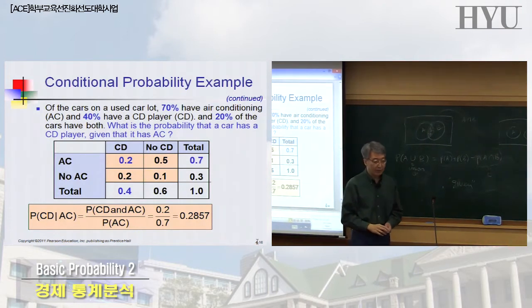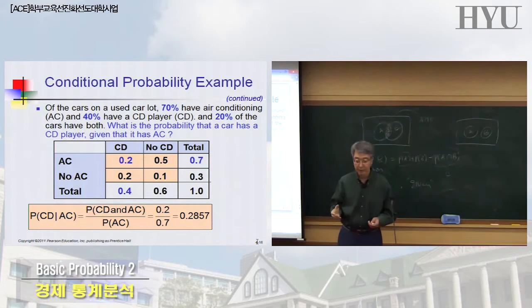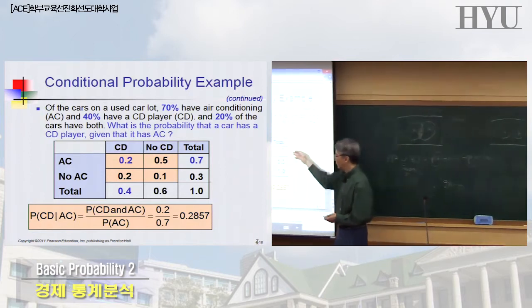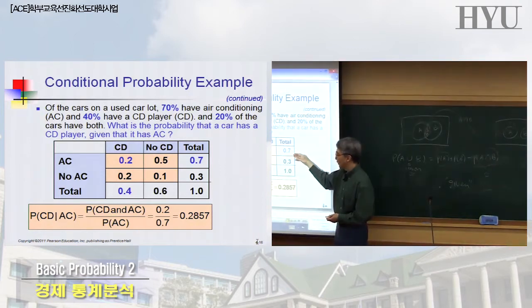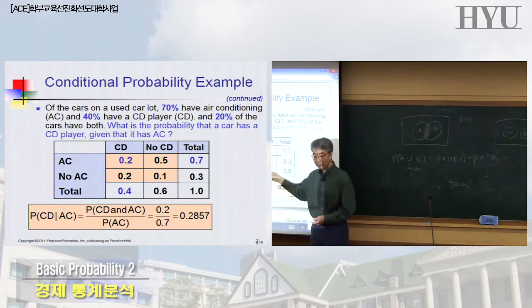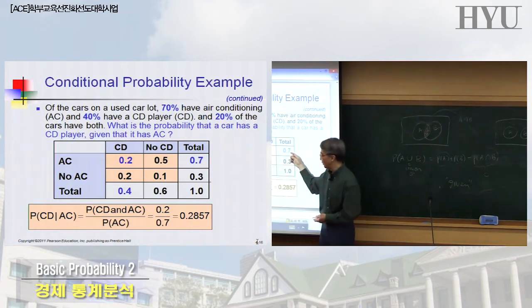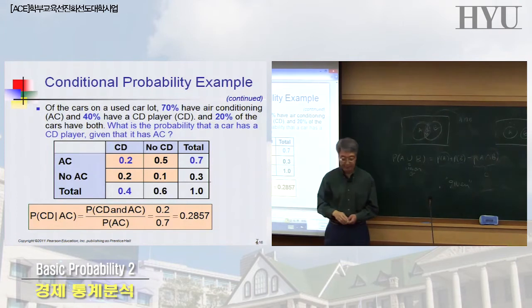So if you had 100 cars in the lot, how many cars would have AC? 70 cars, apparently. 70 out of 100 would have AC, and 30 out of 100 do not have AC. So these are what probabilities? Marginal probabilities. Marginal probability of AC, marginal probability of no AC, and so on.